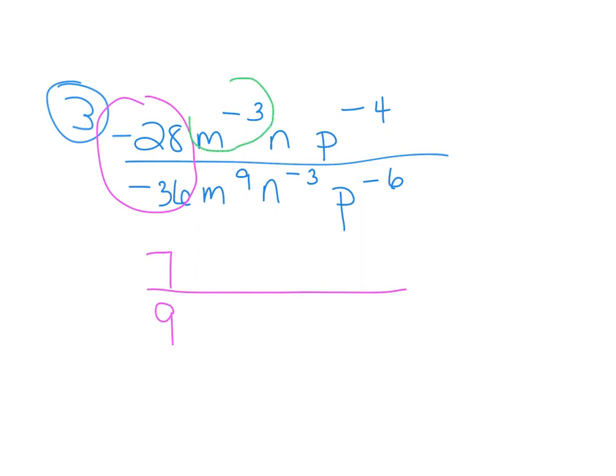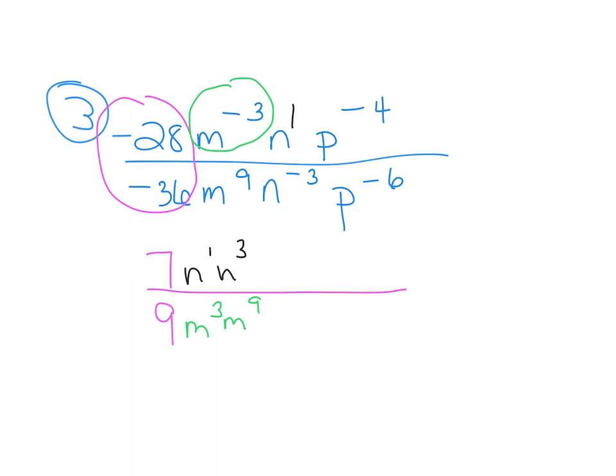So m to the negative third, that's a negative exponent, so that needs to go to the bottom. M to the ninth is on the bottom, and it has a positive exponent, so I'm going to leave it alone. Okay, if I look at my n's, this n on top has an imaginary 1 on it. It's positive, so I'm going to leave it right where it's at. N to the negative third needs to go to the top and become positive.